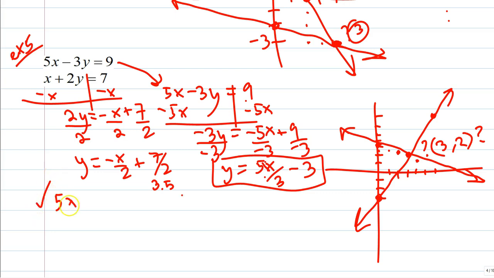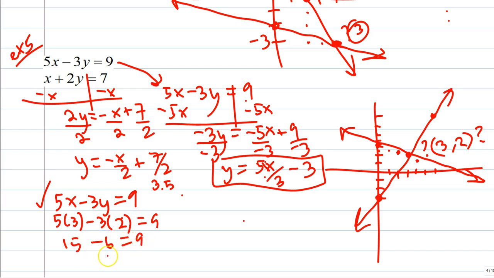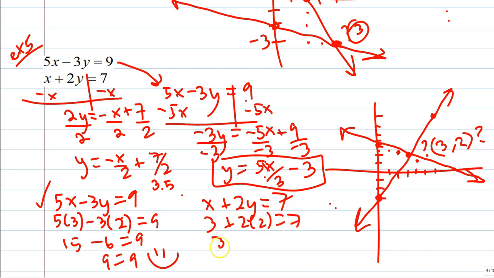5x minus 3y equals 9. 5 times x minus 3 times y should equal 9. Does 15 minus 6 equal 9? 9 equals 9. Yay! Does that mean that's our answer? Remember, it has to work for both. So let's check. x plus 2y equals 7. x was 3 plus 2 times 2 equals 7. Does 3 plus 4 equal 7? Sure does. That is our solution.